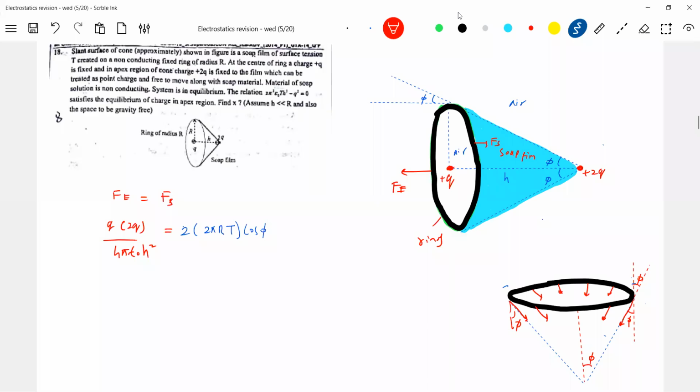Cos phi, I think we can get easily. Cos phi should be equal to h by root of h square plus r square. H is very much less than r, it is telling. Okay, and solve it.